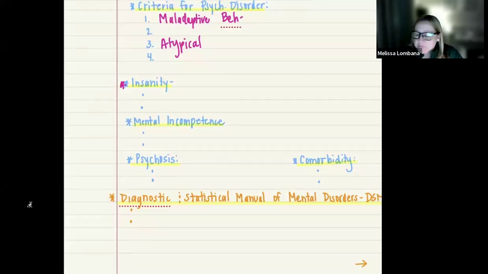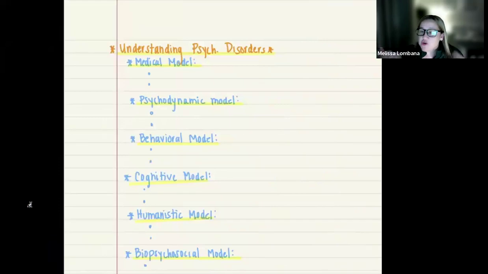Okay, now in order for us to understand psychological disorders, we need to look at the different types of models and perspectives that are out there. Some of them you'll see are going to be from the approaches that we've learned of psychology. There are some new ones in there. And so just make sure to pause and write down this information. Okay, so understanding psychological disorders.